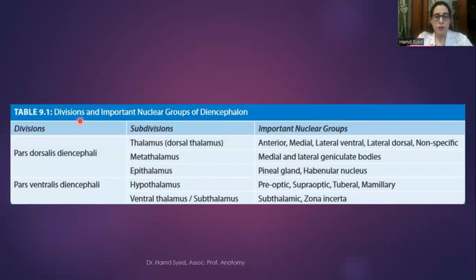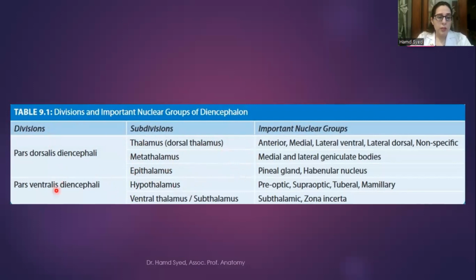So the pars dorsalis, which is the part above the hypothalamic sulcus, consists of thalamus, metathalamus, and epithalamus. And we are going to look at the thalamus in detail today. We shall find out which nuclear groups are present within this large mass of gray matter. The metathalamus, remember, includes the medial and lateral geniculate bodies, while the epithalamus is the pineal gland and habenular nucleus.